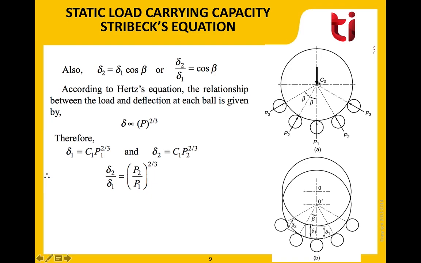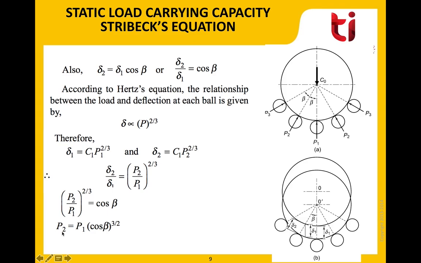Just be careful that the C naught that we look at here is the static load carrying capacity that we are trying to evaluate, and these C1s are just proportionality constants. Please do not confuse them with each other. So delta 2 by delta 1 can be written as P2 by P1 raised to power 2 by 3, and P2 by P1 raised to power 2 by 3 is equal to cos beta, because delta 2 by delta 1 is equal to cos beta, which we derived earlier.